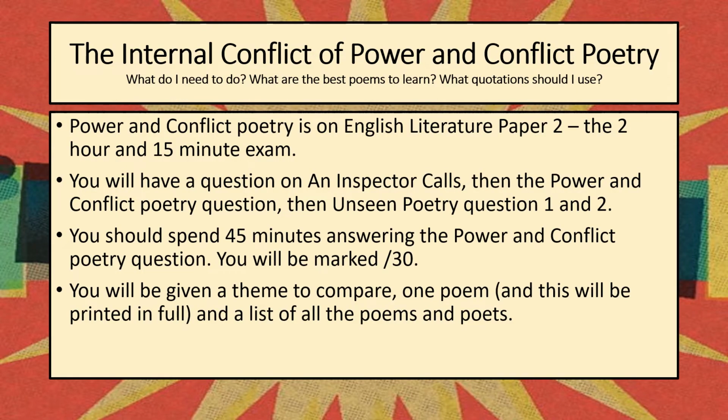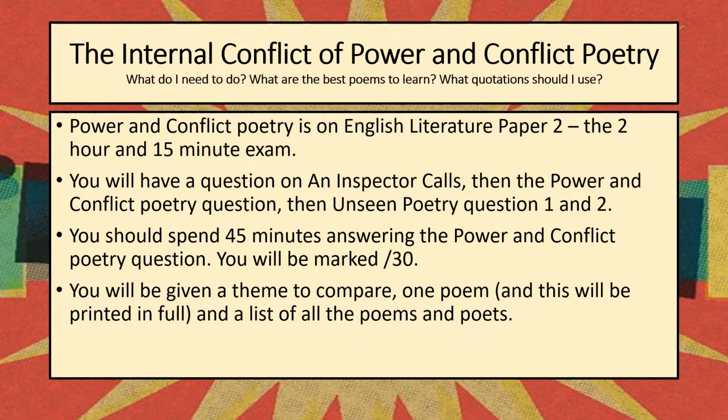So the first thing, looking at what you actually need to do in the exam. The power and conflict poetry is on English Literature Paper 2, which is the 2 hour and 15-minute exam. For some of you, this will be the last English literature paper you do, if you're not going to go on and do it A-level or beyond. It's also important to note that you'll be quite tired by the time you come to power and conflict poetry. You'll have done a question on An Inspector Calls, which is marked out of 30, and then 4 for your spelling, punctuation and grammar. Then you go on to power and conflict poetry.